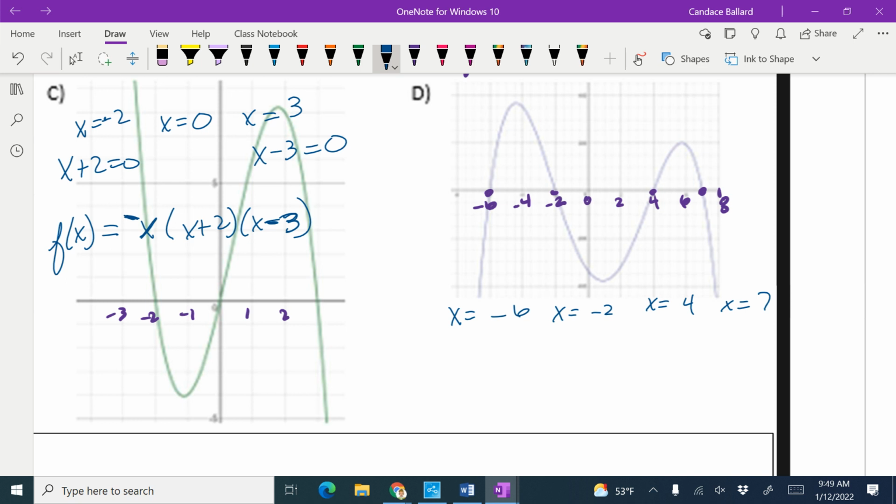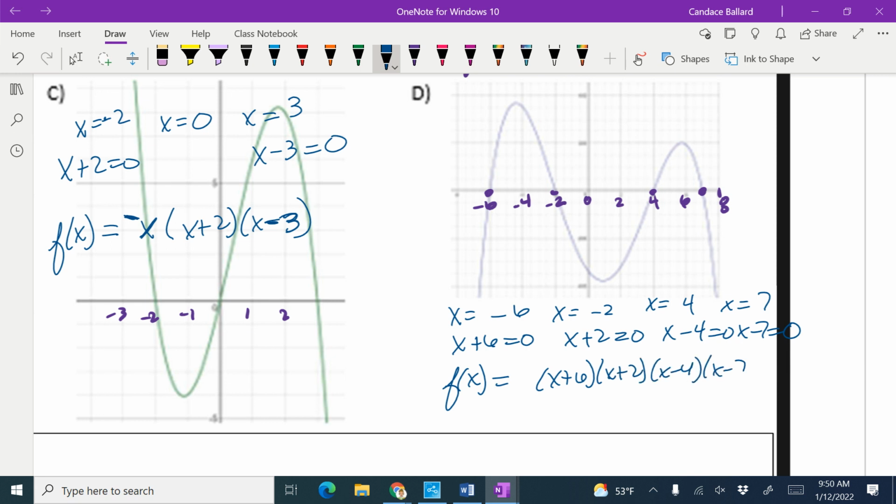Okay. All right. So x, what am I going to do with the 6? Positive. So x plus 6 equals 0. x what? Equals 0. x equals 0 and x. Good. And then I'm just going to put them together. f of x equals x plus 6, x plus 2, x minus 4, x minus 7. They're pointing down, though, so what does that mean? Negative in front. Can we handle it? Okay, really isn't that bad.